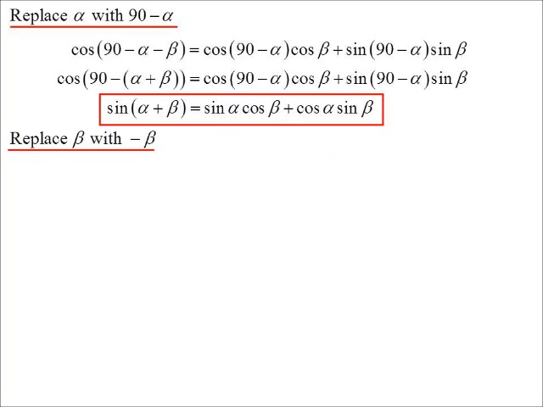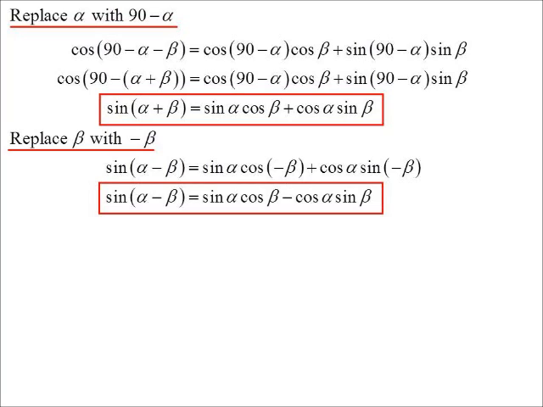And now I'm going to replace beta with minus beta and do like I did in the last one and play around with odd and even functions. And we end up with the sine of alpha minus beta. Again, very similar, but you'll notice the signs are the same this time. So when it's the sine function, the signs are the same.